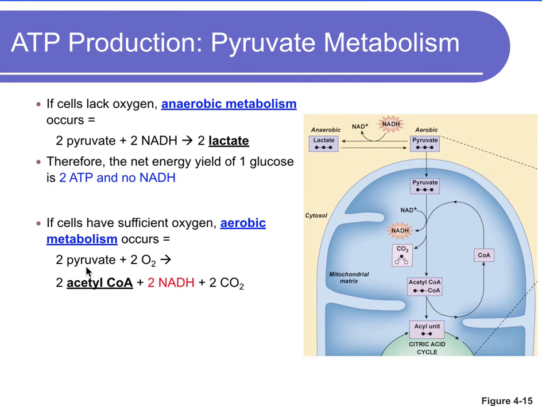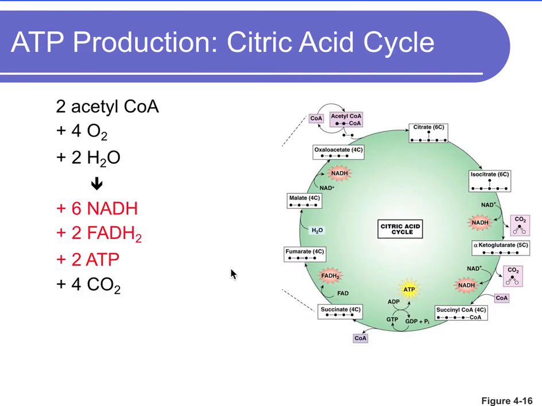So again, we're going to keep track. So then what happens to the 2 acetyl-CoAs? Well, the 2 acetyl-CoAs will go through the citric acid cycle, also known as the Krebs cycle. And for every 1 acetyl-CoA that goes into the Krebs cycle, you get 1, 2, 3 NADHs, 1 ATP, and 1 FADH2. Since 2 goes in, you're going to get 6 NADHs, 2 FADH2s, and 2 ATP. Oxygen is also required in the Krebs cycle, which is why we create CO2 as a byproduct.